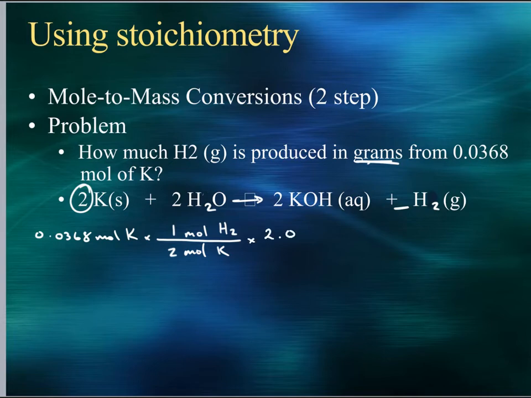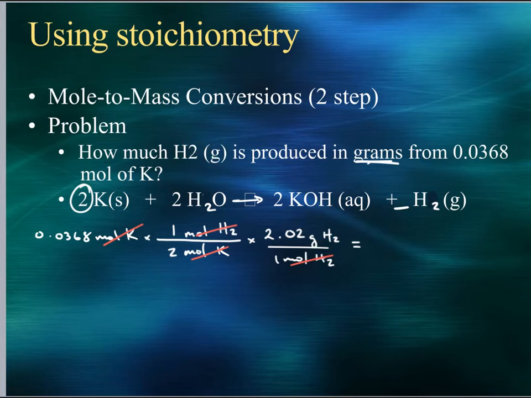I'm looking for H2. H2's molar mass is 2.02 grams for every 1 mole of it, right? 2.02. Each hydrogen is 1.01. And then that is going to give me my final answer. But before I type it into a calculator, I do want you to see that these things all cancel out. Moles of K cancel. Moles of H2 cancel. I'm left with grams of hydrogen gas as a final answer, which is what the question is asking for.